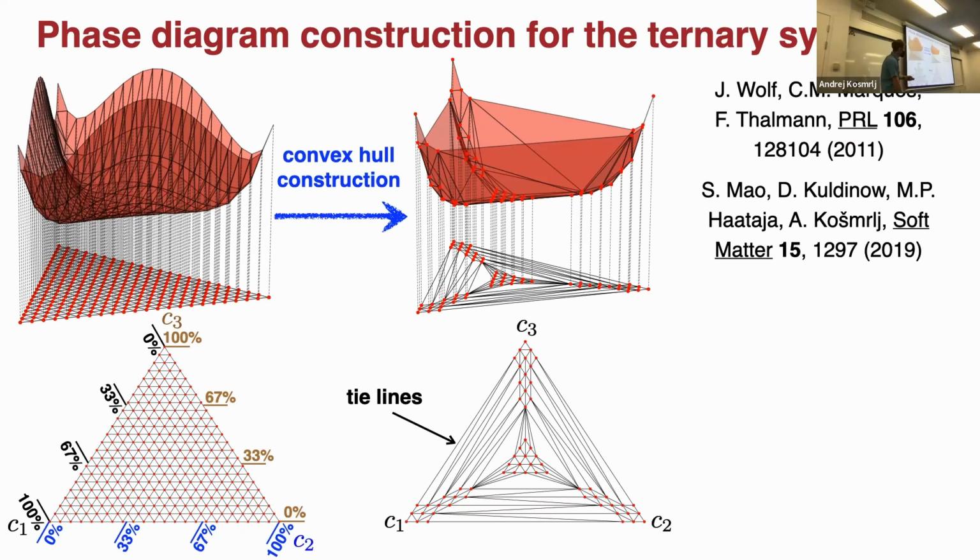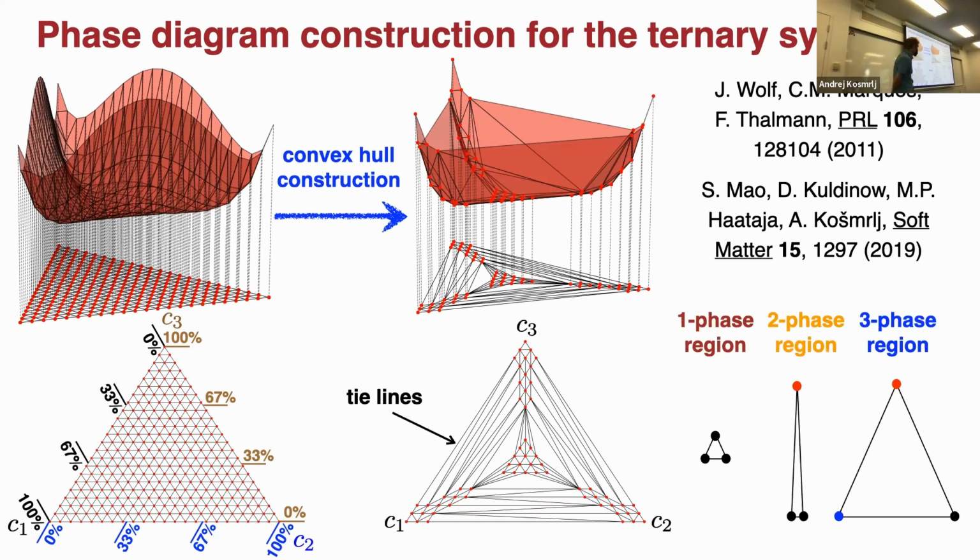And what was the novelty of this PRL paper from Carlos Marques and Fabrice Thalmann? They figured out how to interpret these stretched triangles, right? In particular, they figured out that if the triangles got stretched in one direction, this would correspond to the 2-phase regions. But if they got stretched in 2 directions, this would correspond to the 3-phase region, right?